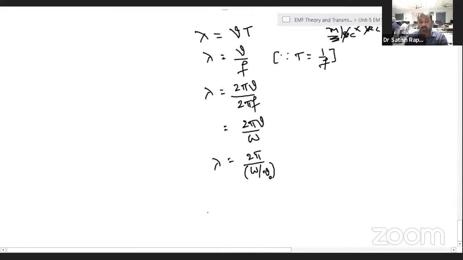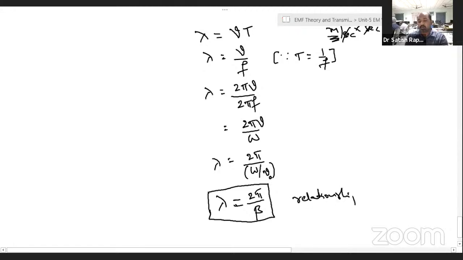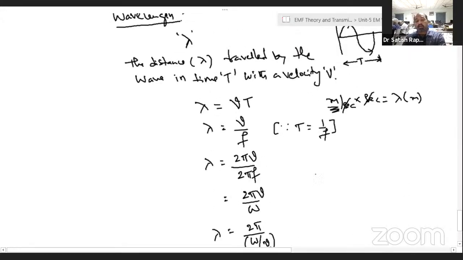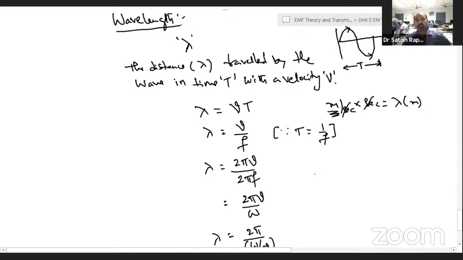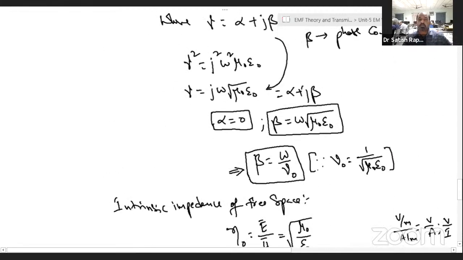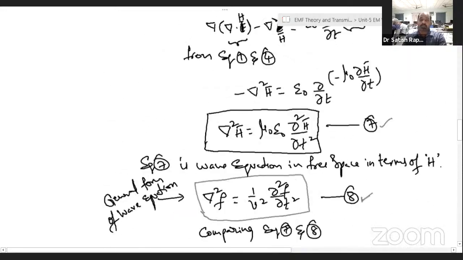Therefore this can be written as lambda is equal to 2 pi by beta. So this is how we can relate wavelength lambda and phase constant beta. So this is about wave propagation in free space. So very simple.